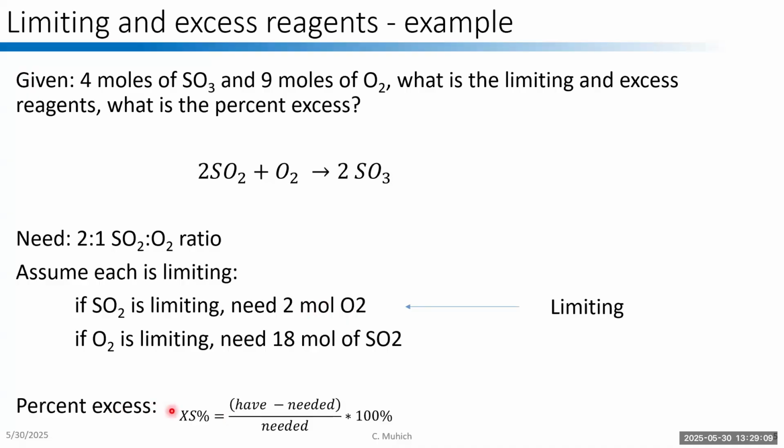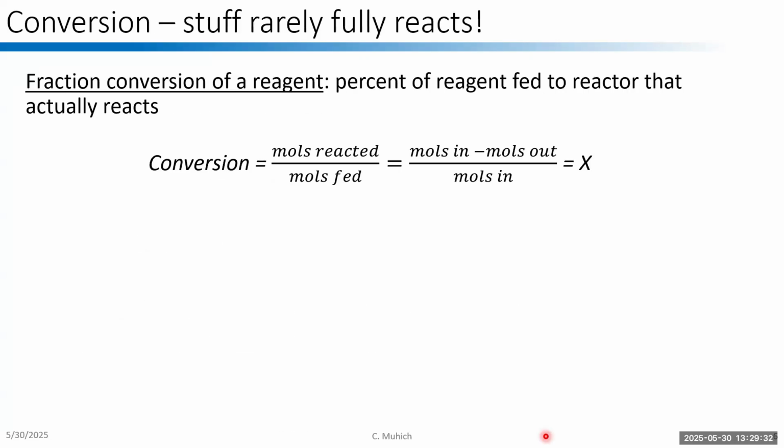All right, so the percent excess is what I have minus what I need over what I need. We need to look at percent excess oxygen. I have 9 moles of oxygen. I only need 2 moles of oxygen. So then I have 350% excess of oxygen. All right, so usually things rarely fully react. So we often have to think about conversion in chemical systems.